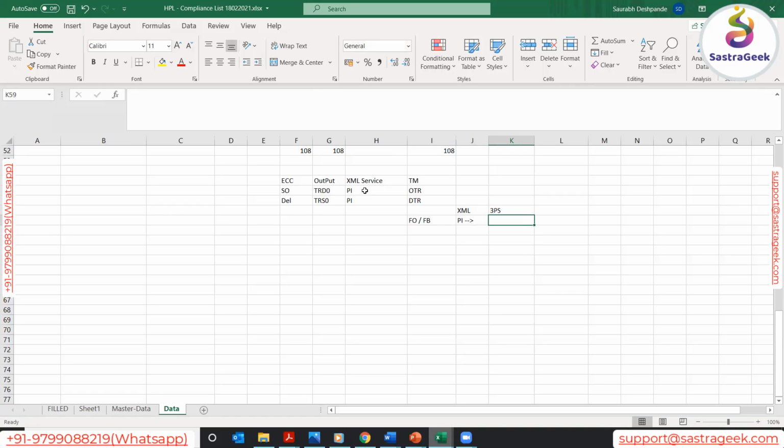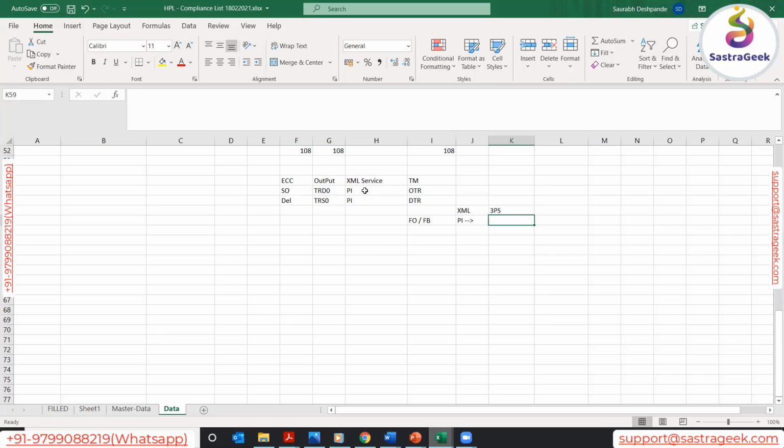If something fails, say you created a sales order and it triggered TRD0, but on the TM side it doesn't come through and doesn't create an OTR, then you have to investigate, and you investigate in XML services. But in embedded also it's required? No, I'm talking about standalone TM systems. In an embedded system, XML service is not required.